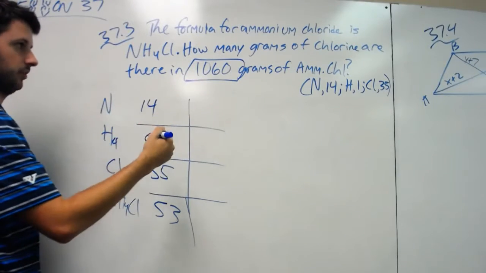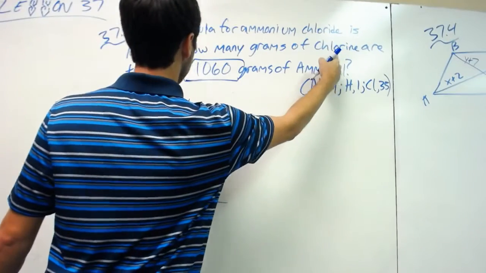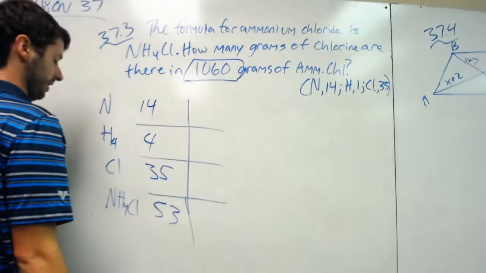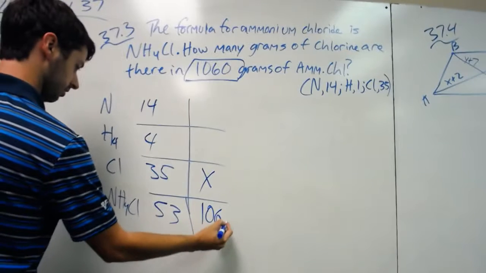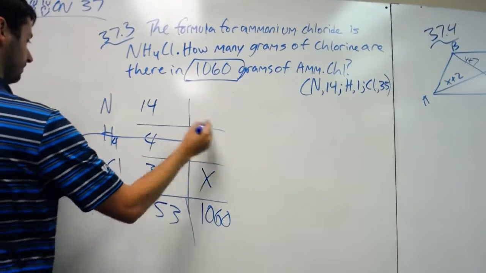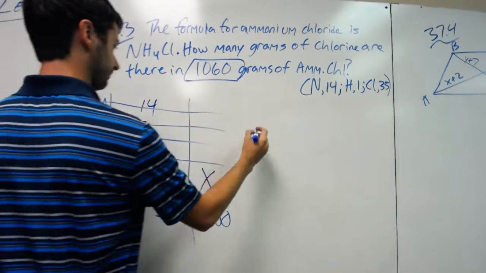1060, where does this go? Well, let's look at this sentence. How many grams of chlorine are there in 1060 grams of ammonium chloride? So we're looking for chlorine, and 1060 goes in the ammonium chloride spot. So therefore we don't need those. And then we can solve.